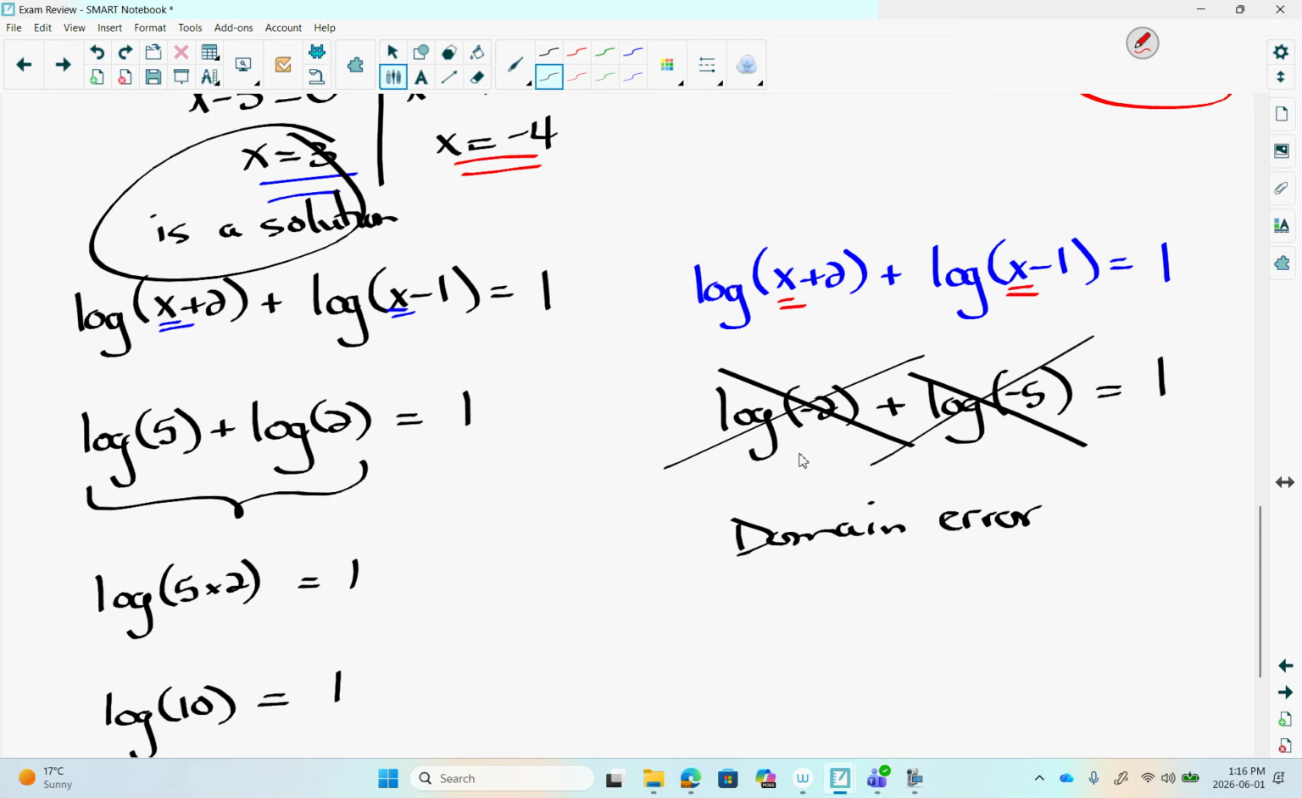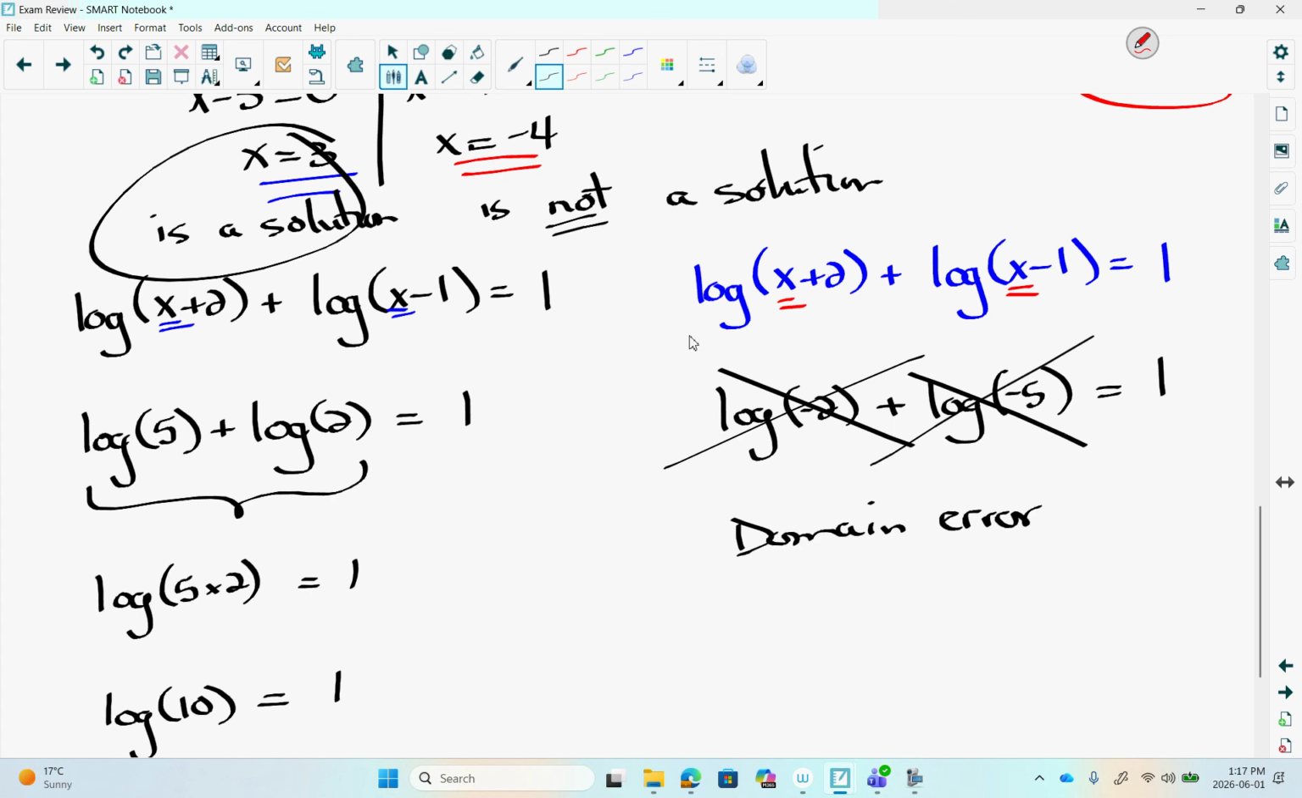There is no exponent that I could raise a base of 10 to get -2. Or there's no exponent I could raise a base of 10 to get -5. If you do the log of -2 or the log of -5 in your calculator, it would say error. So what does that mean about x equals -4? It is not a solution, or it's extraneous. Cool?